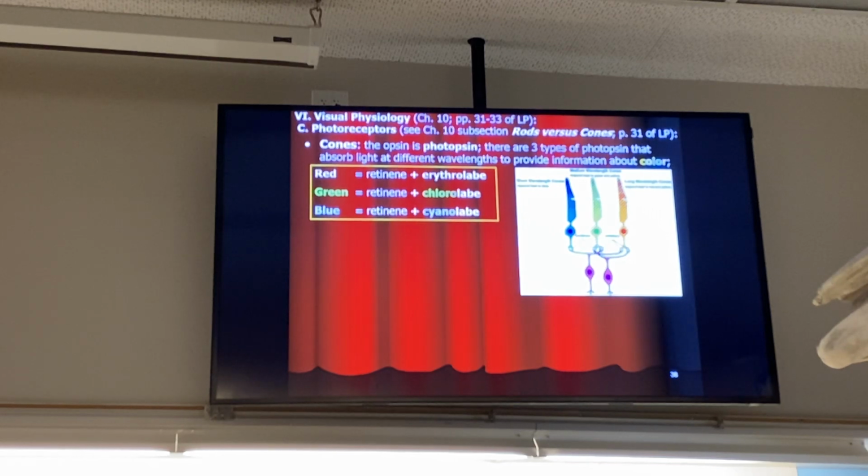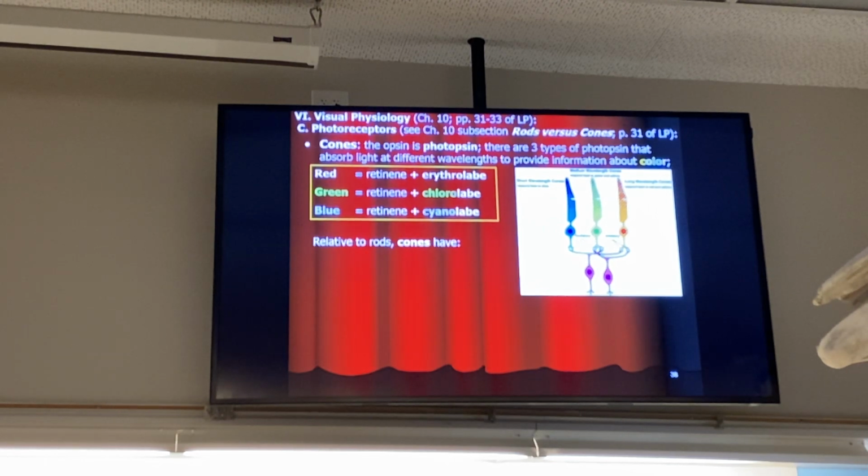Okay? Erythrolabe, like erythrocytes, red blood cells. Chlorolabe, chloroplast is green. If your fingernails turn blue, you're cyanotic. Cyanolabe. Can you guys remember? Find a way of remembering these colors.